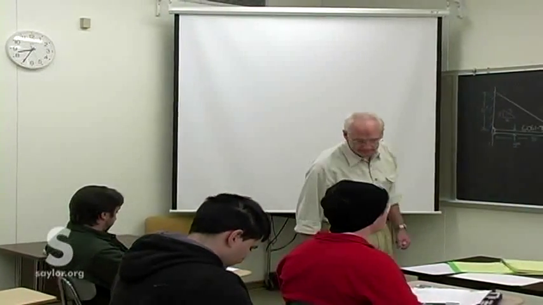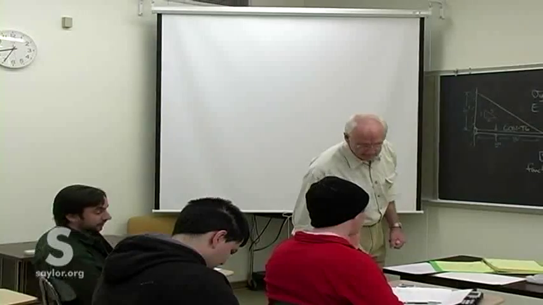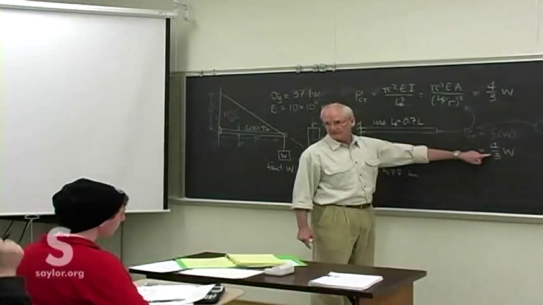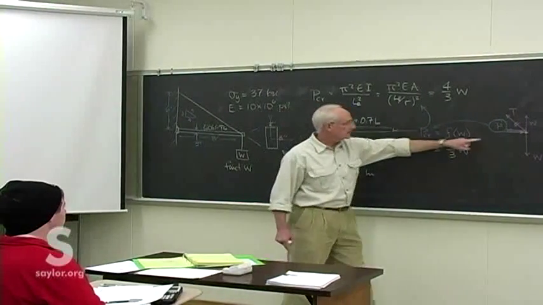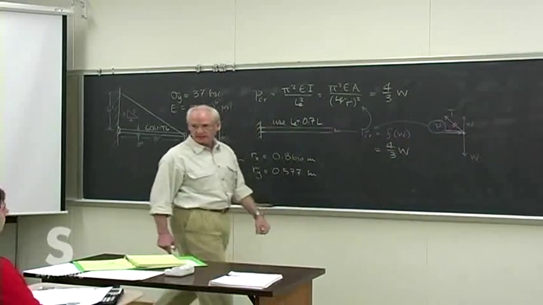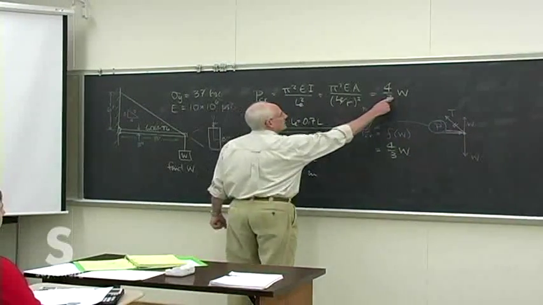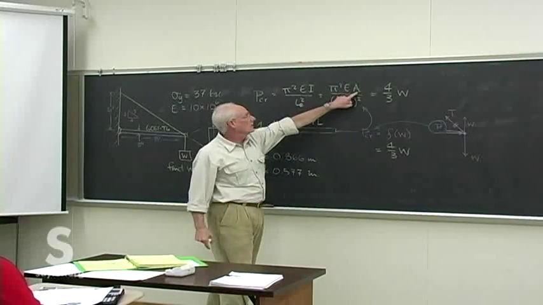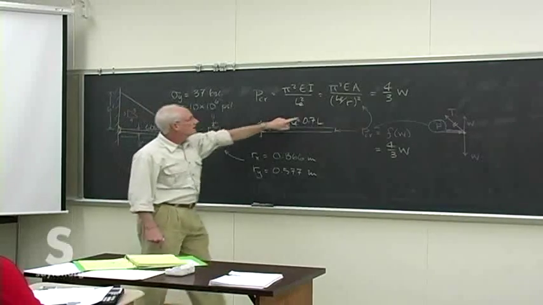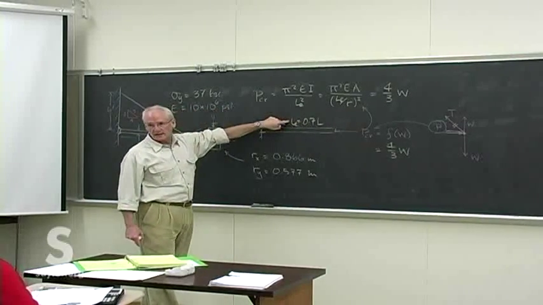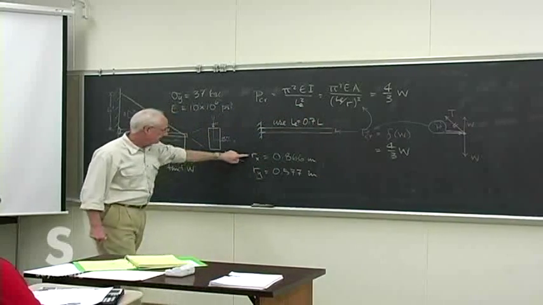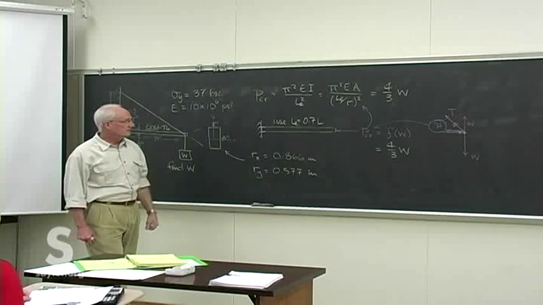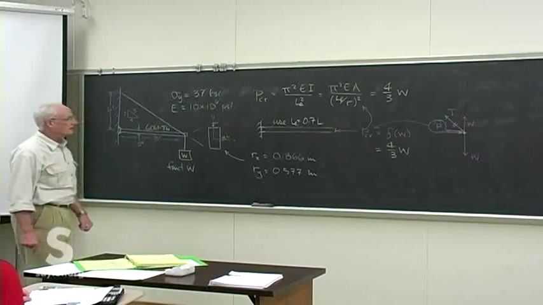Joe, where are you? Okay, well, we know P critical is going to be 4/3 of W. That's just from a force balance on the end of the beam. Then you put that in here. Everything over here is known. We know what the material is. We know the beam's area. We know the equivalent length. And R, you use the smaller one of these, because then that gets you to the earlier of the two critical limits.